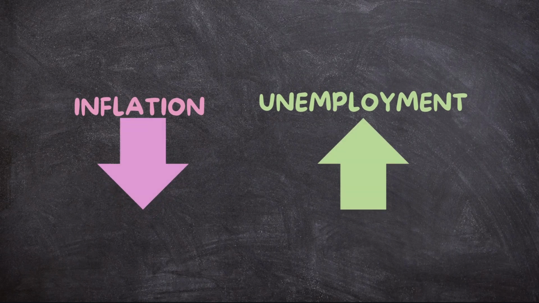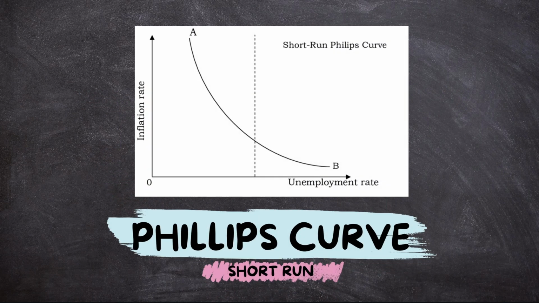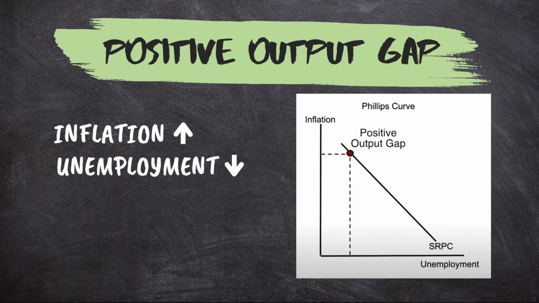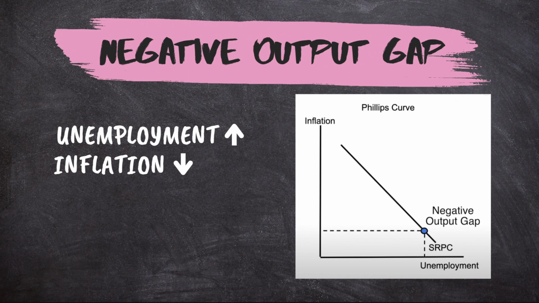In a graph, it is represented like this. The inverse relationship can be seen during economic booms because inflation rises as unemployment falls, reflecting a positive output gap. Conversely, during recessions, we see high unemployment but usually low inflation, indicating a negative output gap.